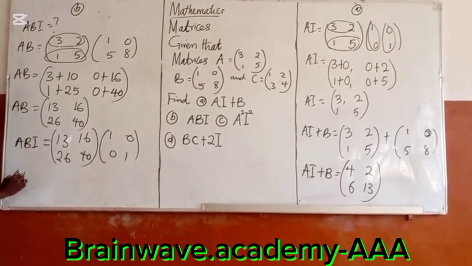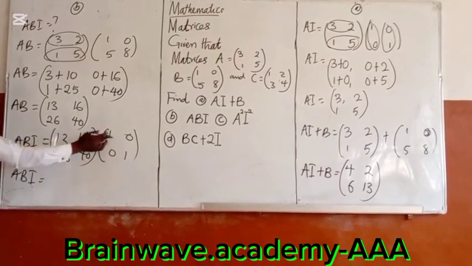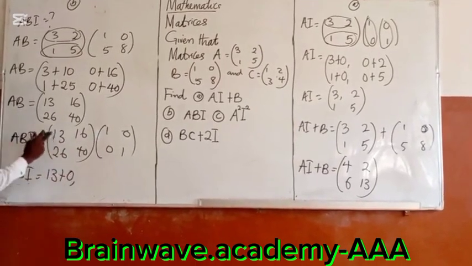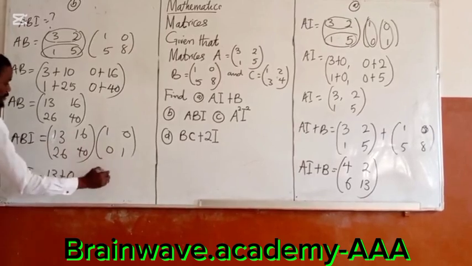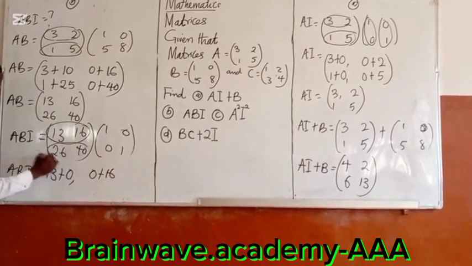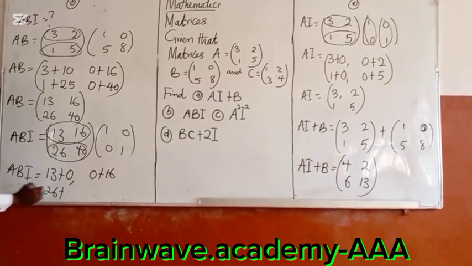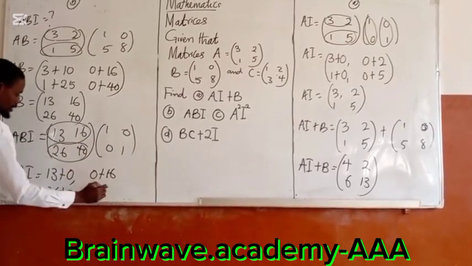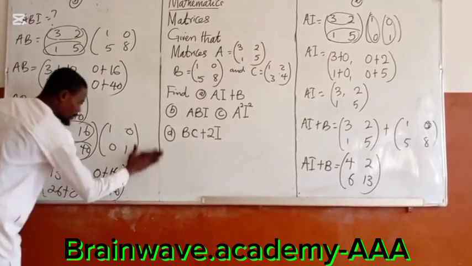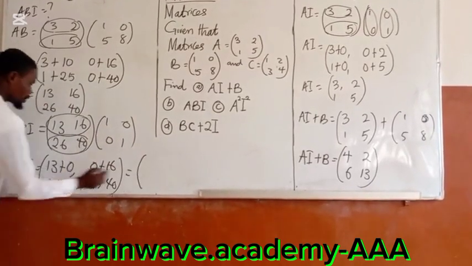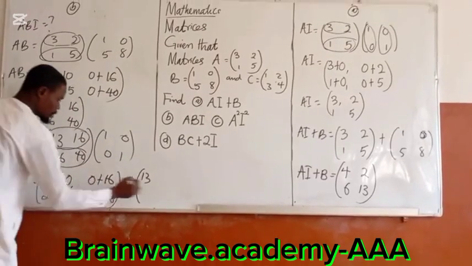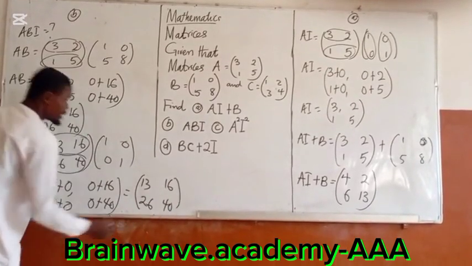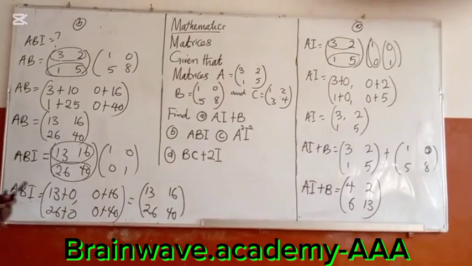So we have ABI equal to 13 times 1 is 13 plus 16 times 0 is 0, 13 times 0 is 0 plus 16 times 1 is 16. Then I have used the first row. The second row, 26 times 1 is 26 plus 40 times 0 is 0. Then 26 times 0 is 0 plus 40 times 1 is 40. If you check it, we have 13 plus 0, we have 13. 0 plus 16 is 16. 26 plus 0 is 26. 0 plus 40 is 40. This is the second question.